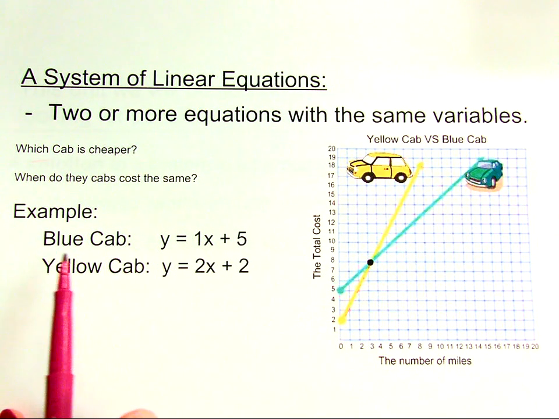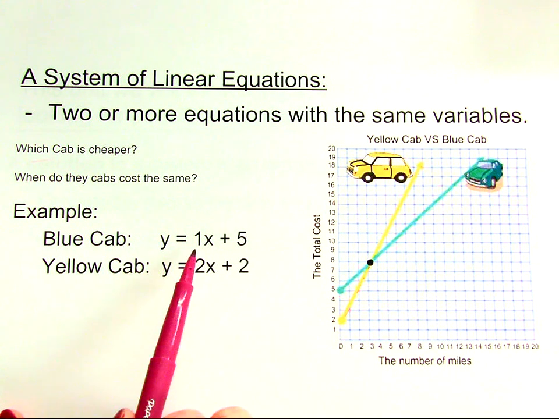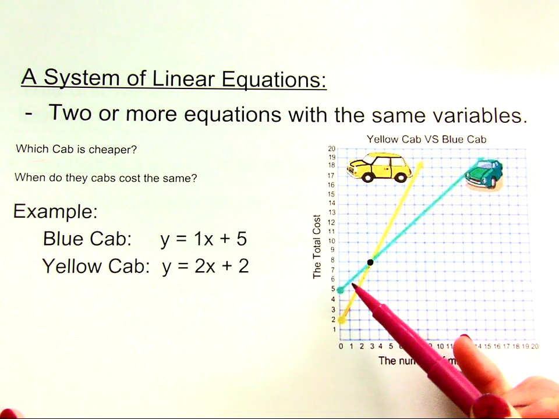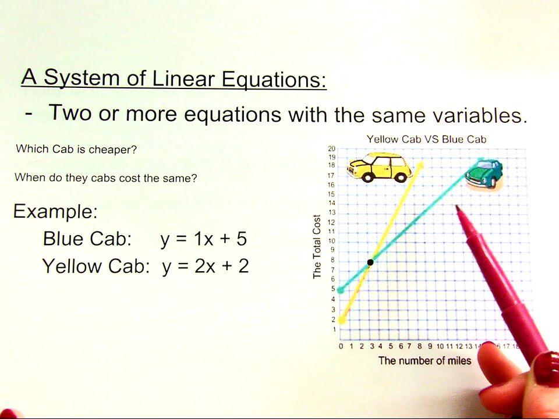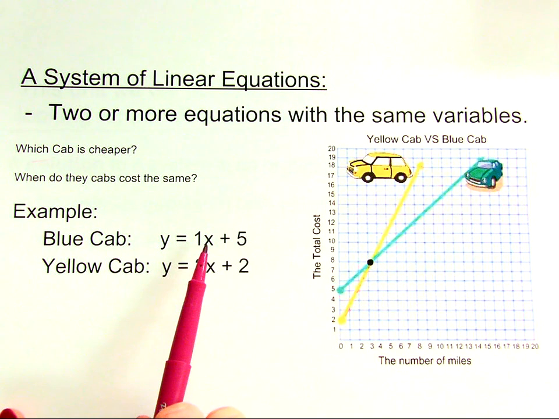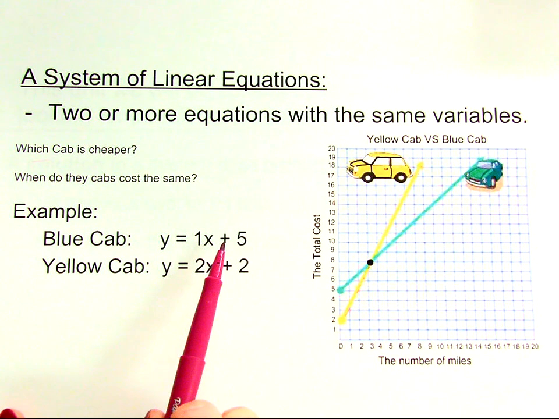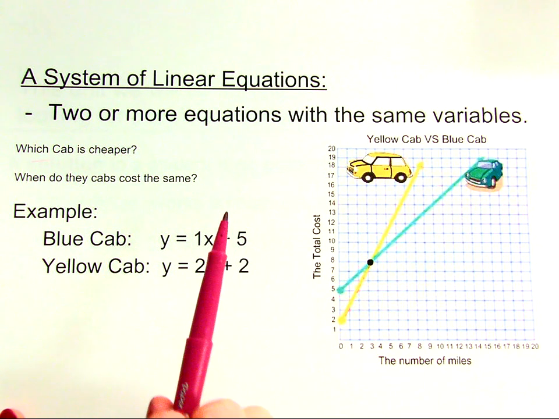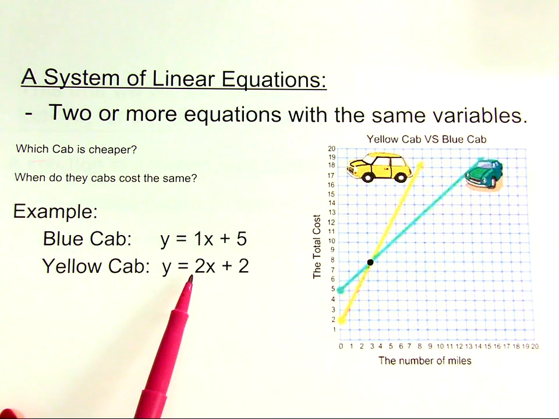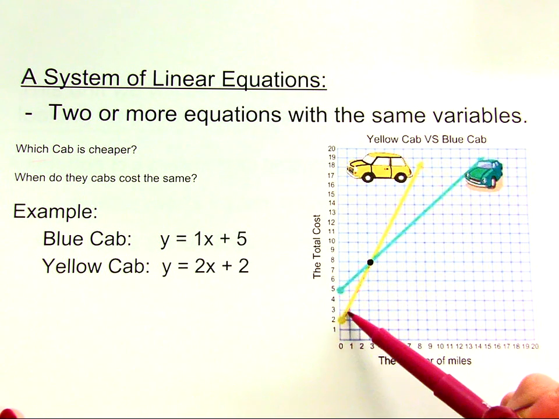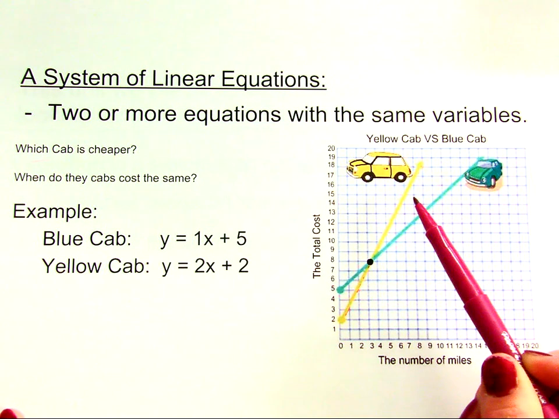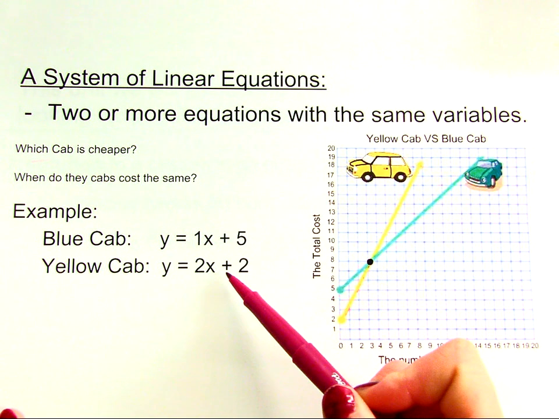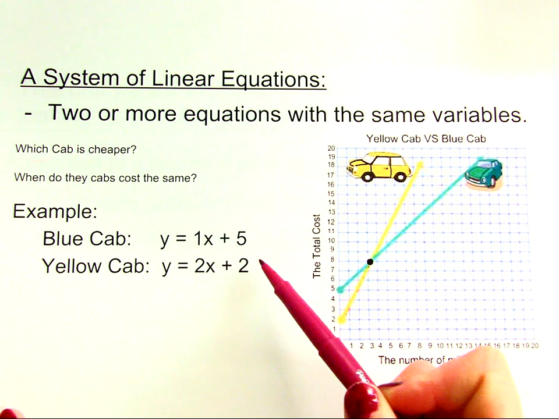So a blue cab is represented with a slope of 1 and a y-intercept of 5. We can see that that's already been graphed here, meaning I'm paying $1 for every mile plus my initial value of $5 just for getting in the cab. The yellow cab has a slope of 2 and a y-intercept of 2. We can see that that's being graphed here, meaning I'm charged $2 every mile, but my initial fee for just getting in the cab is only $2.